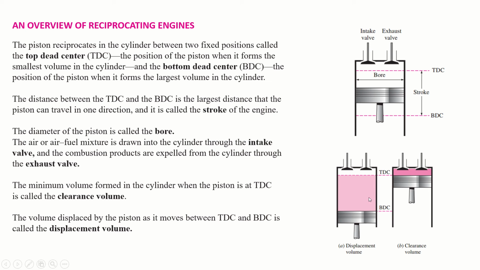You can see the pink portion here and the white portion on the upside. This is TDC, that is top dead center, and above this line the volume which is left inside the cylinder is clearance volume. And when the piston reaches the bottom dead center, this is the total cylinder volume. White one is the clearance volume. If we subtract this clearance volume from this total volume, we will have the swept volume. Swept volume means that this is the volume that is swept by the piston. It is also known as displacement volume.